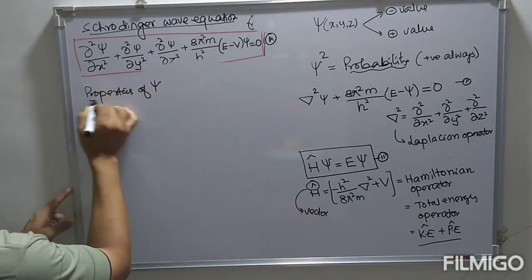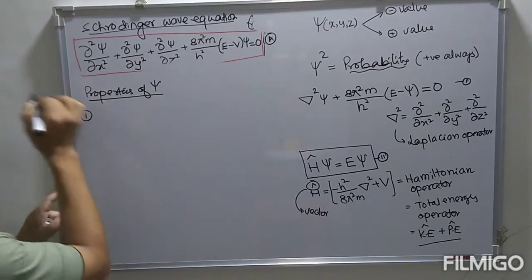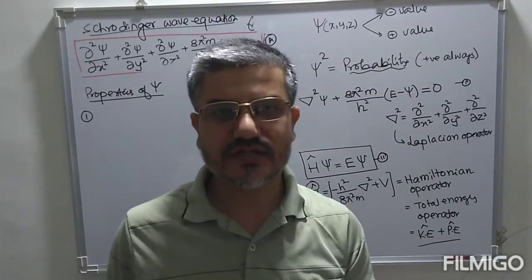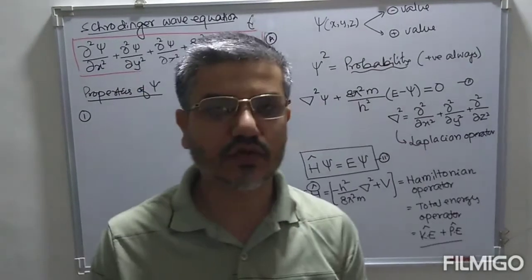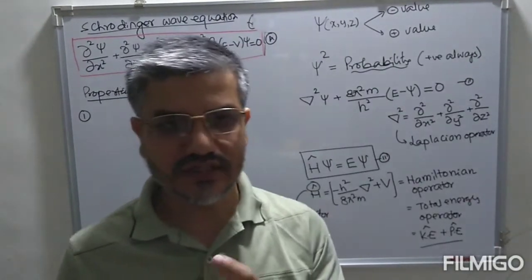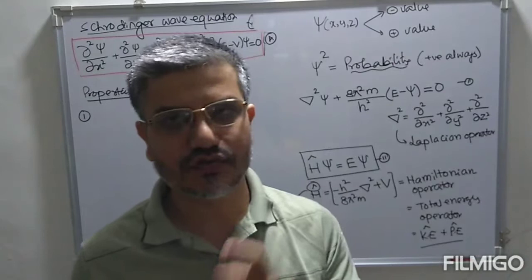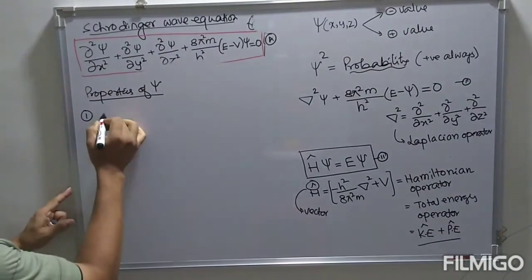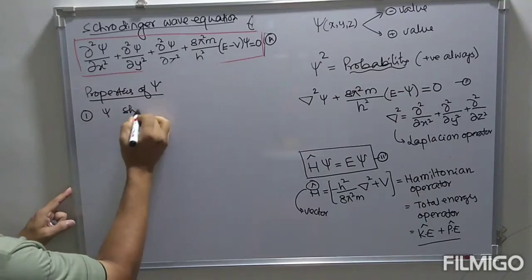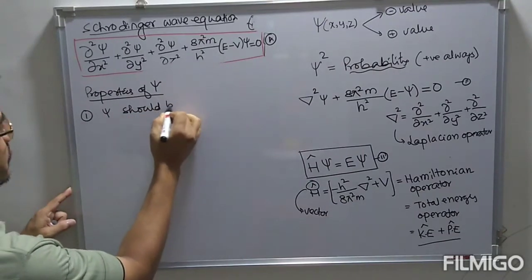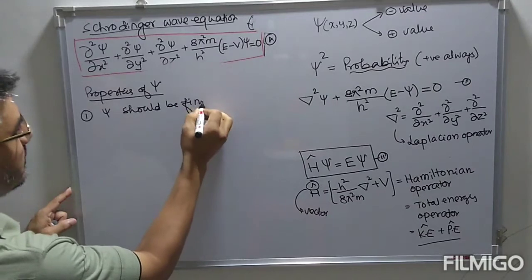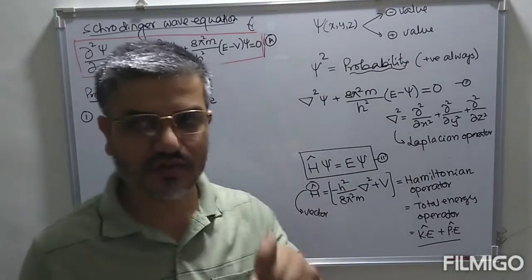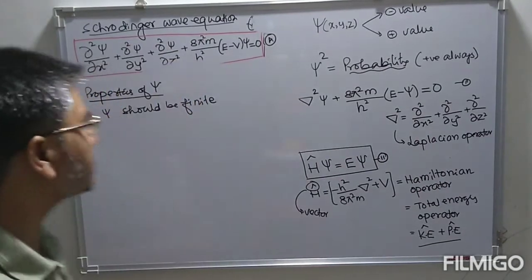Properties of this wave function psi. First thing, this wave function psi is representing an electron wave. This electron wave should have a finite value. So psi should be finite. We cannot have infinite values of this wave function psi. This should always be a finite value.